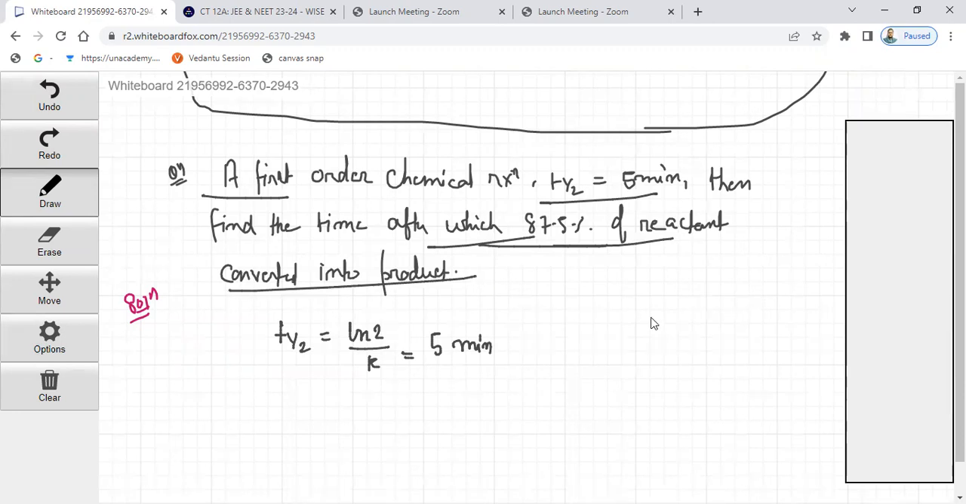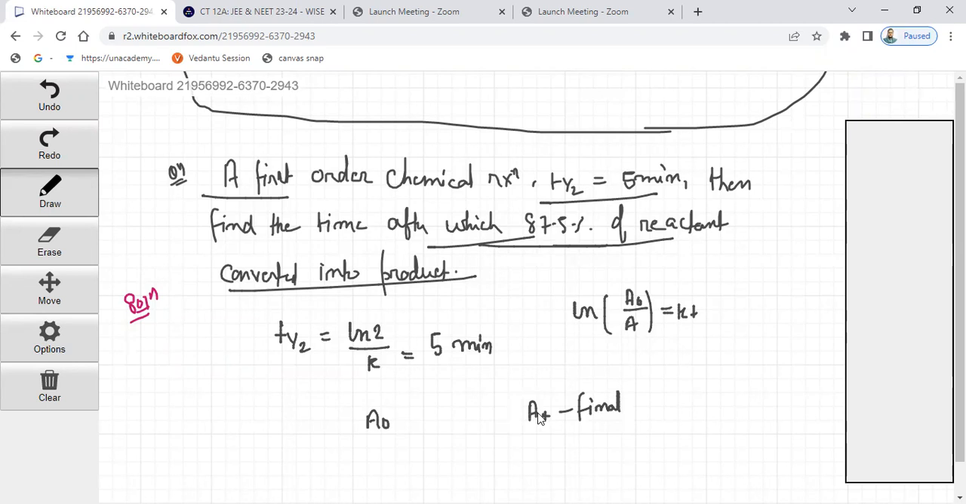If 87.5%, suppose this value, we know that the general formula is ln A naught by At is equal to k into t. If 87.5% of the reactant is converted into the product, suppose A naught is the initial value, and At is the final concentration value after time t.